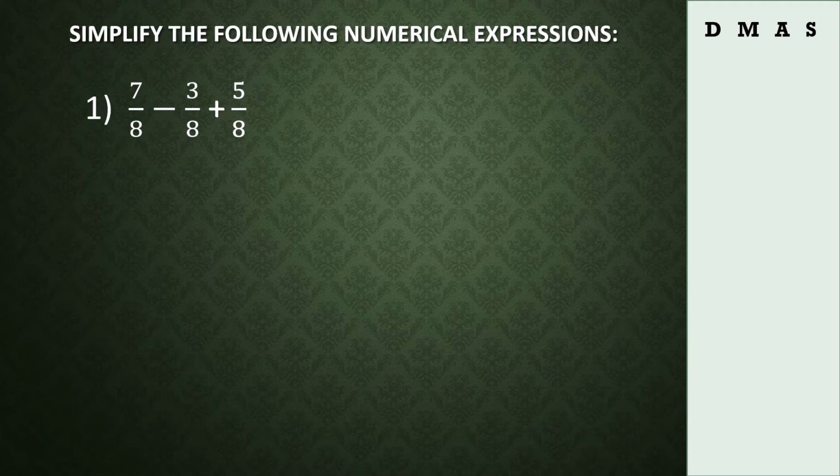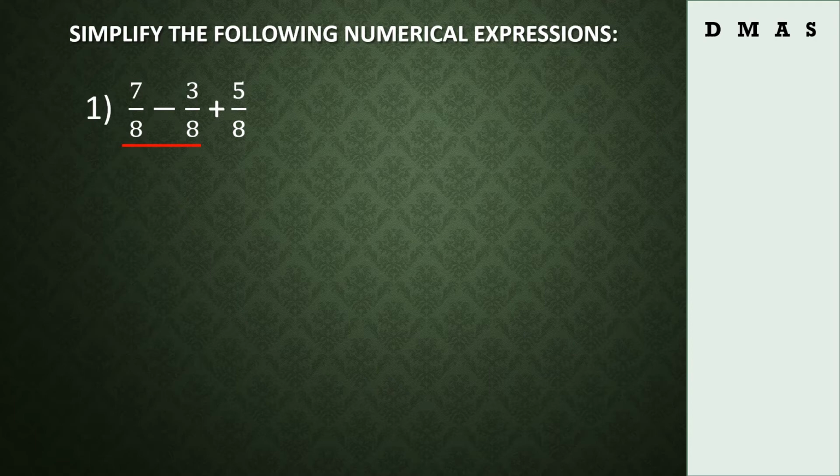Question number 1. 7 upon 8 minus 3 upon 8 plus 5 upon 8. See, in this question, only two operations are given, subtraction and addition. And we know that according to DMAS, we solve addition or subtraction whichever comes first from left to right. Remember, in fractions, while solving addition or subtraction, if the denominators are not the same, then take the LCM to make the denominators same. But in this question, denominators are the same, so do the subtraction directly.